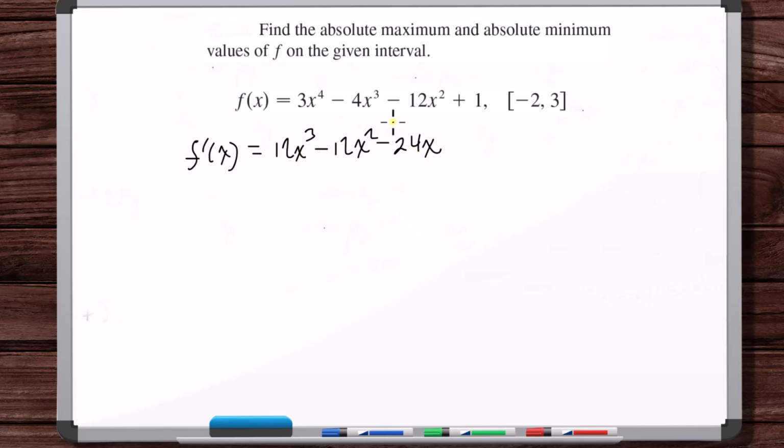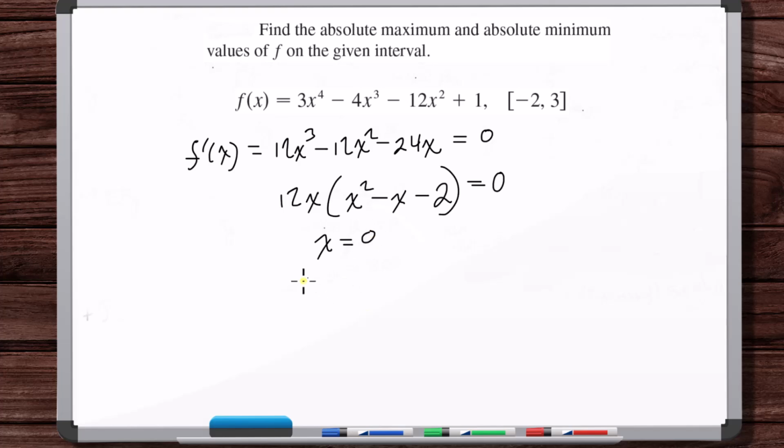There's no points where this equals 0. This is a polynomial, so there's no points where this doesn't exist. So now where is this equal to 0? We've got x squared minus x minus 2. So x is equal to 0 as a critical point. And then can we factor this? We've got x, 2, 1, minus 2 plus 1. So x is equal to 2 and x is equal to 0.